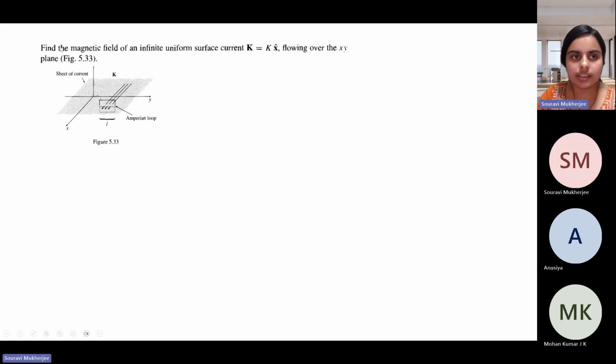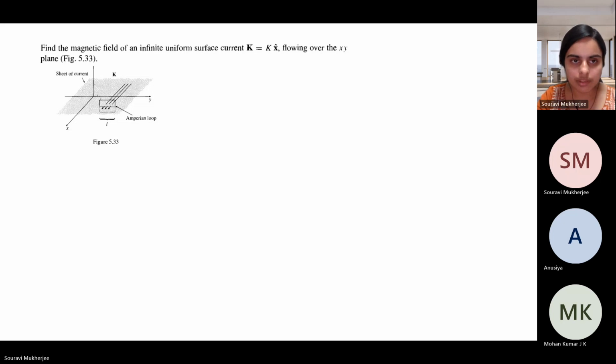Now that we know this, we want to find the magnetic field of an infinite uniform surface current K. This is some sheet of current where the surface current density is given as K, and the direction is along X. Now you want to find the magnetic field for this. This is important because it tells us a lot about numerous questions that can come our way. I'll show you how.